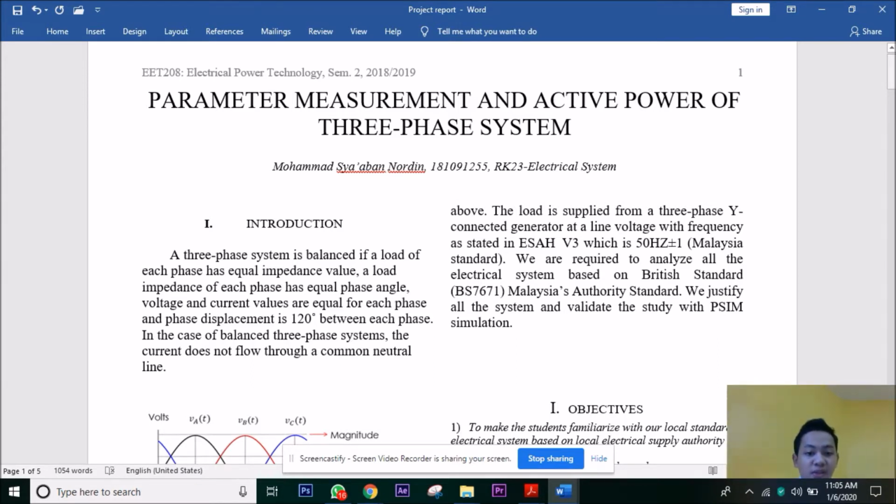A three-phase system is balanced if the load of each phase has equal impedance value, the load impedance of each phase has equal phase angle, the voltage and current values are equal for each phase, and the phase displacement is 120 degrees between each phase. In this case of a balanced three-phase system, the current does not flow through a common straight line.